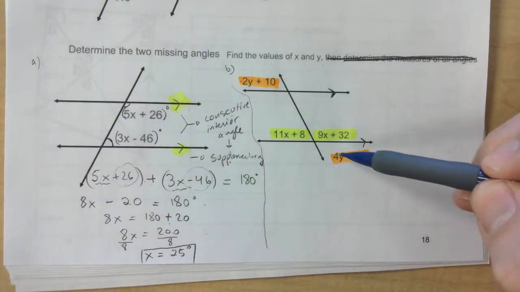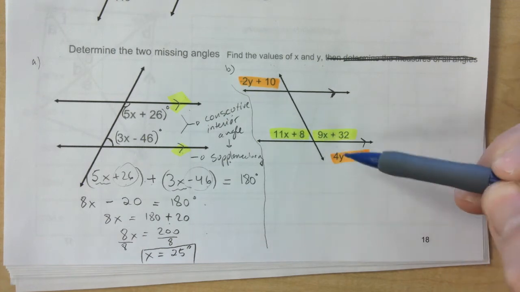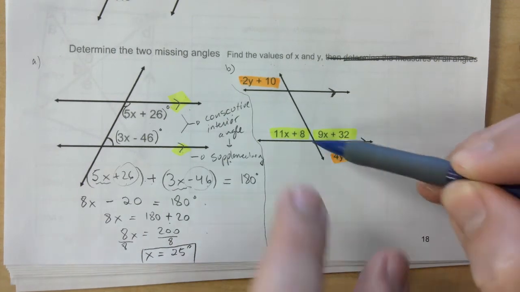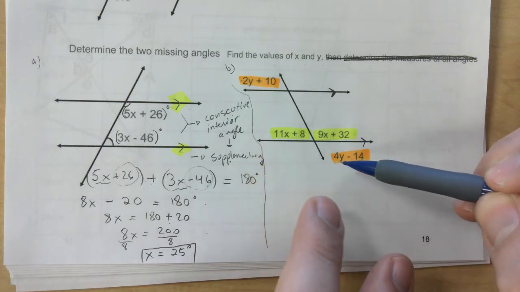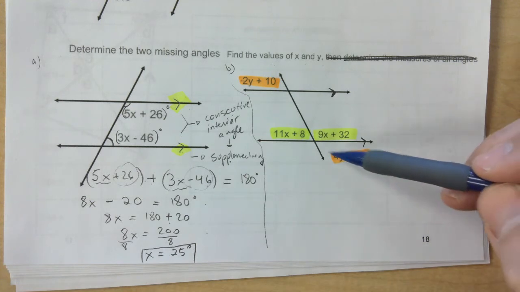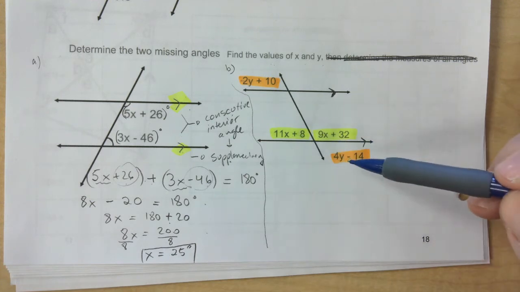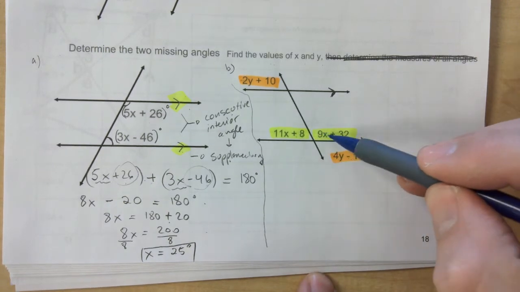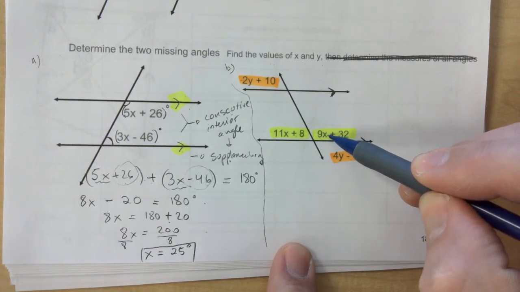It's like, hey, these are vertically opposite. You see that? This one is vertically opposite to that one. So they'll try to say, hey, 11x plus 8 is equal to 4y minus 14. But you're gonna have an issue there because you have two different variables. It doesn't work. Okay, so you match same variables in this case.